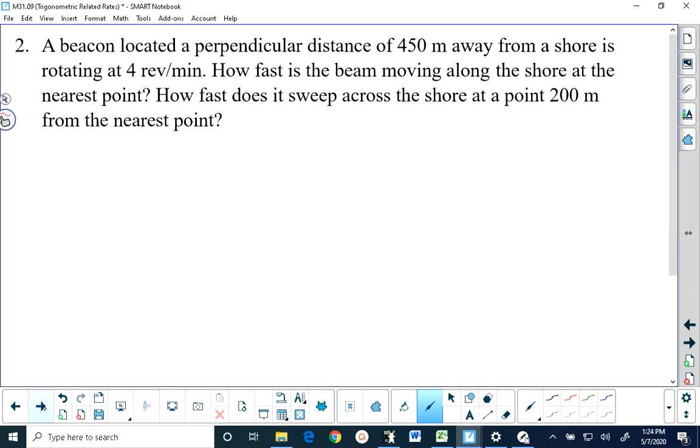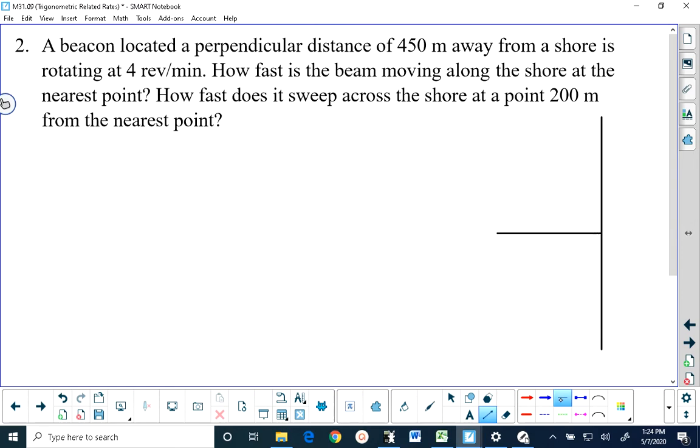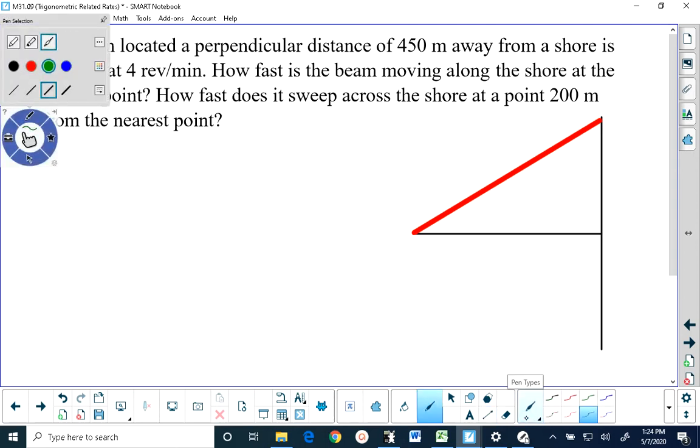And that's it. Let's take a look at the next question. We have a beacon located 450 meters away from a shore. In an idealized math problem, of course, the shore is a perfectly straight line. We're told that there is a beacon that is 450 meters away. What this means is the beacon emits a beam of light, and as that beacon rotates around this point, it's going to shine a beam of light along the shore.